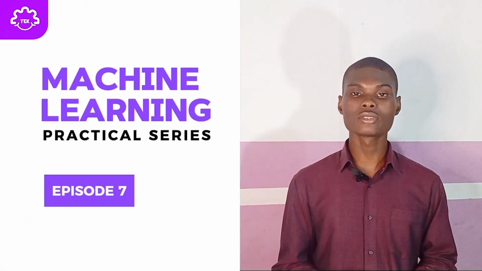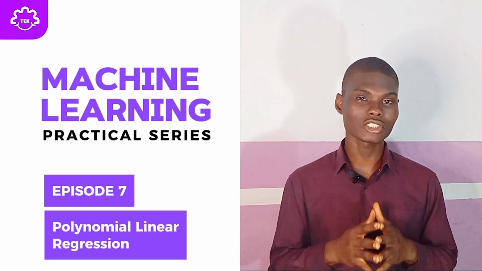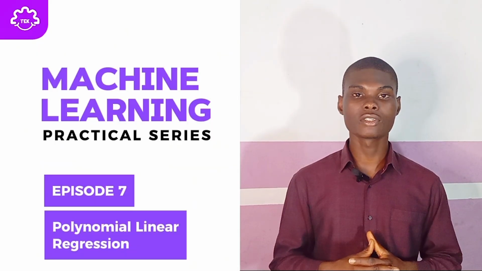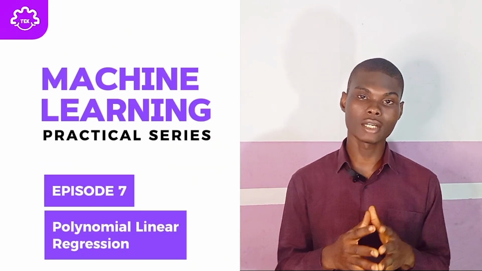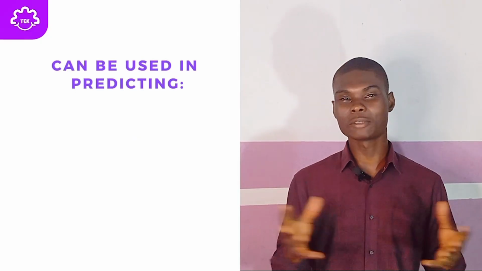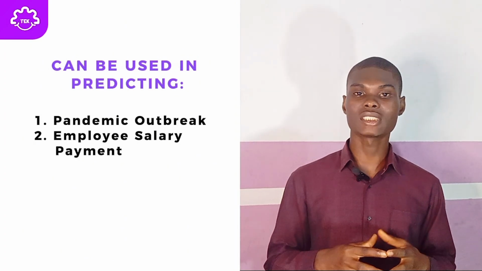Hello and welcome to this 7th episode on our machine learning series. Today we are going to look at polynomial linear regression. And in your normal mathematics, if you have done things like polynomials, this is just an example, and it's used to predict pandemic outspread, and it's used to predict salaries.